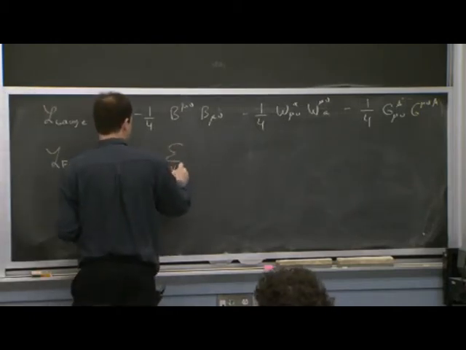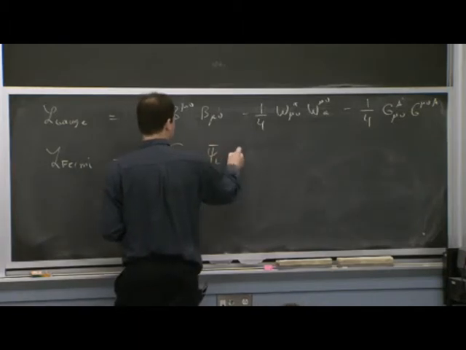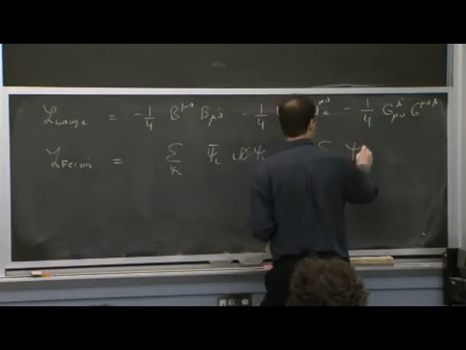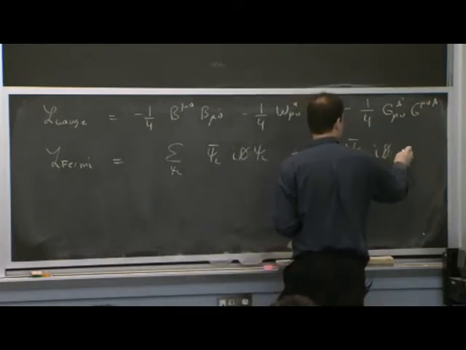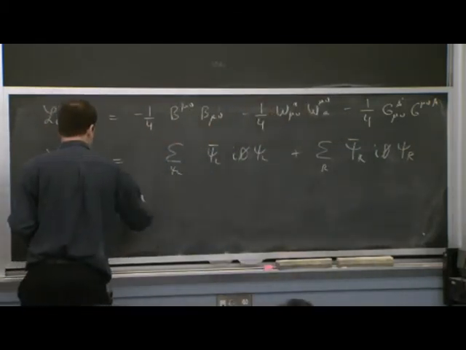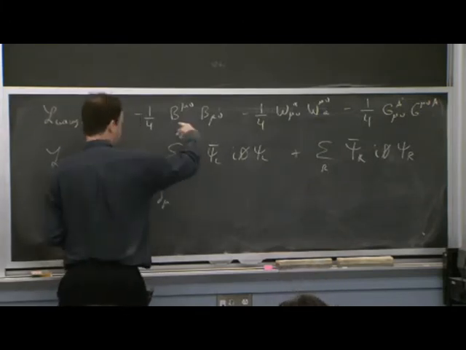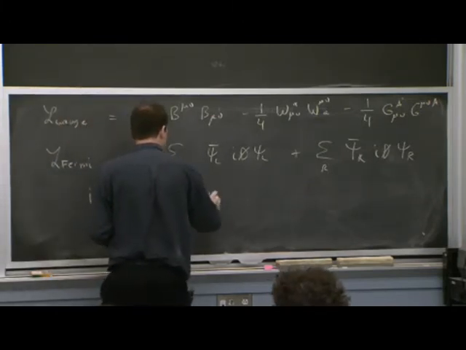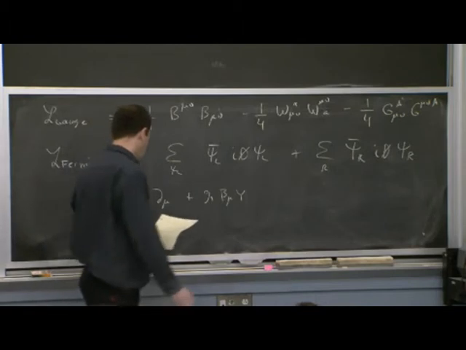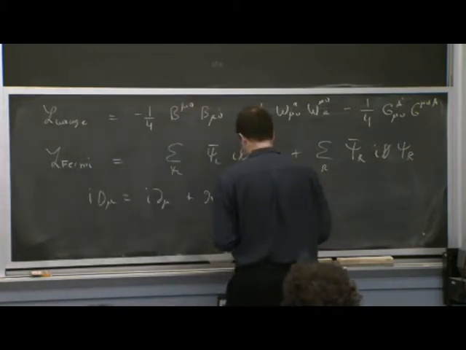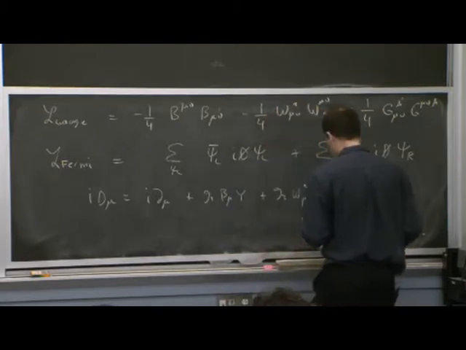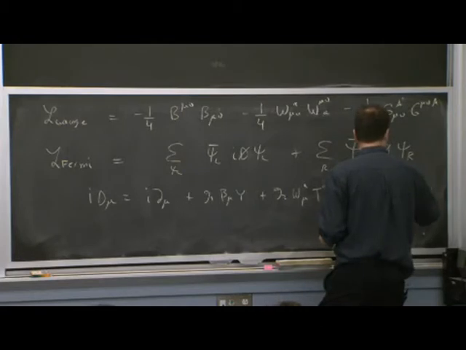I can write it as a sum over the left-handed fields, fermion, covariant derivative, fermion, and a sum over right-handed fields, fermion, covariant derivative, fermion, where this covariant derivative is a covariant derivative with these gauge fields. So there's some gauge coupling G1 for hypercharge, some gauge coupling G2 for SU2 weak, and some gauge coupling G for QCD.